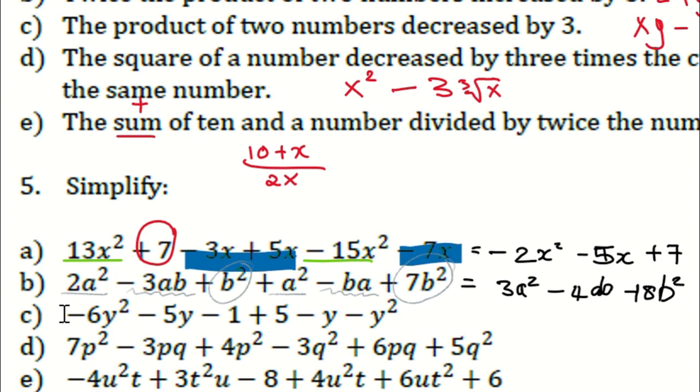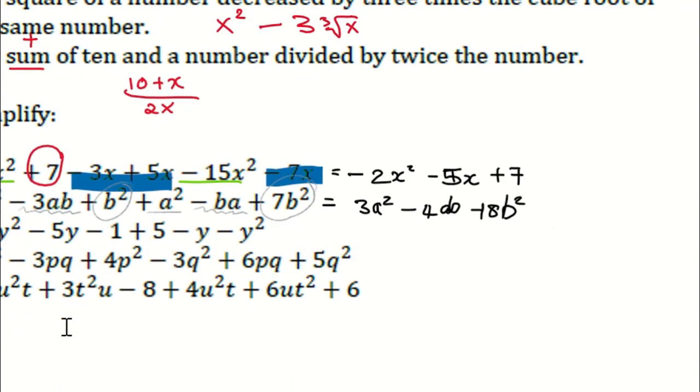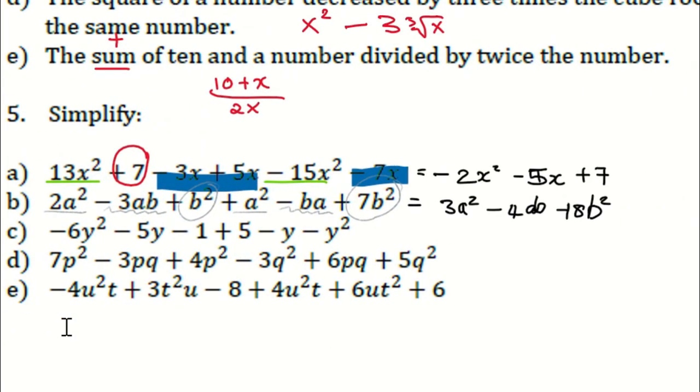Moving on now to number C. Negative 6y squared minus 5y minus 1. First step that I would do for myself, I would go and identify the like terms. What is the like terms here? I have negative 6y squared goes with negative y squared. Alright, and then this negative 5y goes with negative y. And then we have two constant terms there, which is this one, negative 1 plus 5.